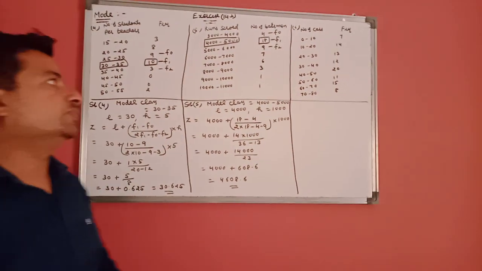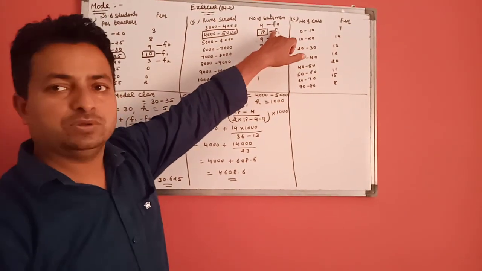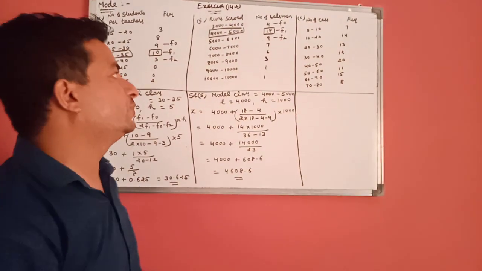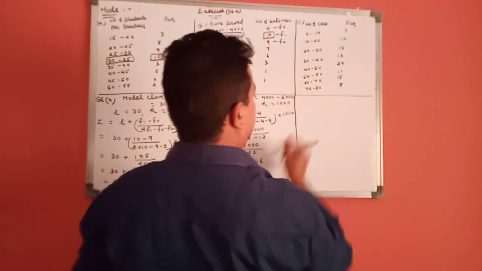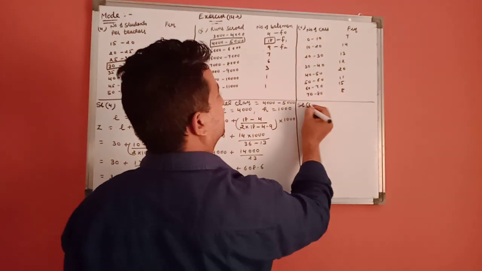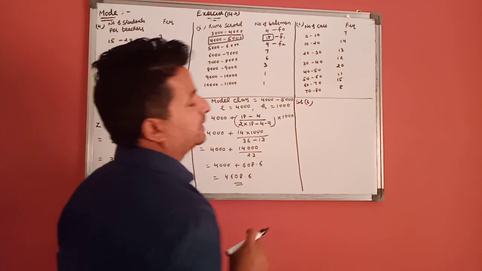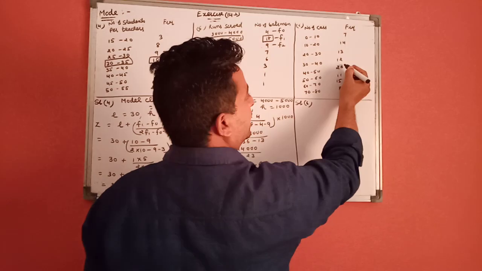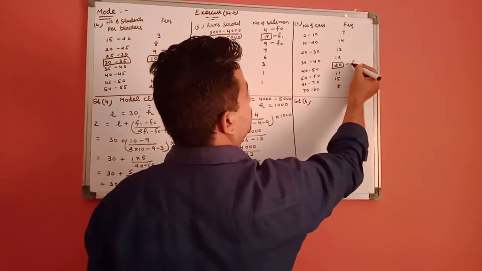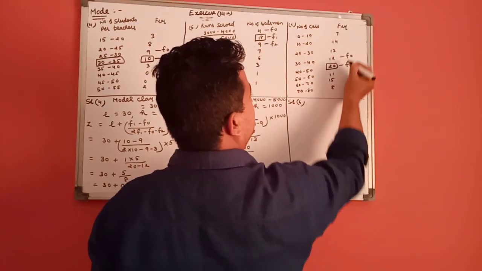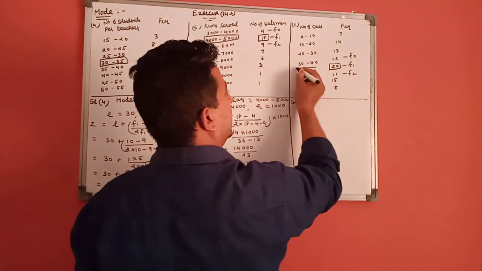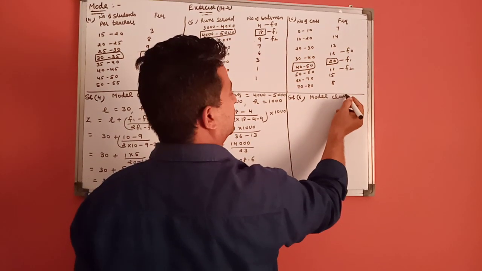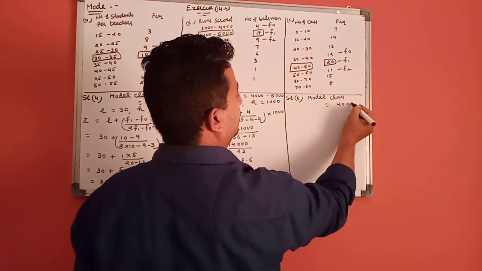In this question, first we find the largest value. We denote this as f1. Above this is f0. Below this is f2. And this is the modal class. In question number 6th, the statement is number of cars crossing and frequency. In this, the largest value is 20. So this is f1, this is f0, this is f2, and this is the modal class. So in this, the modal class is 40 to 50.